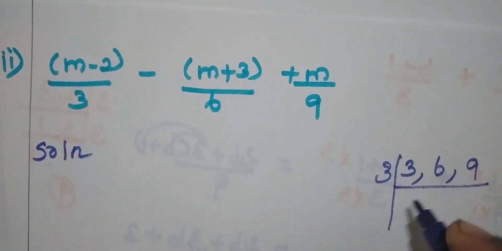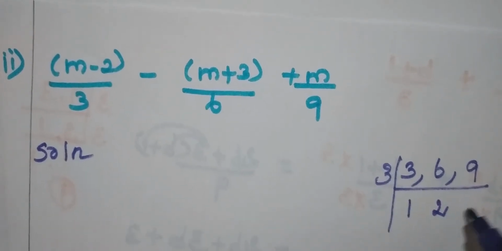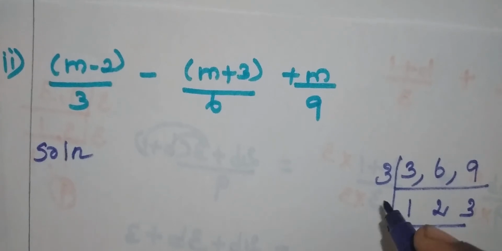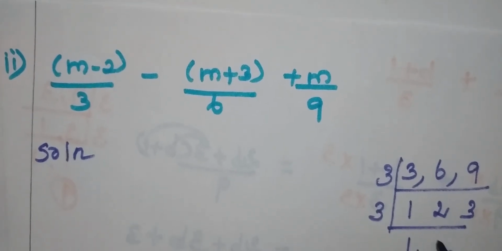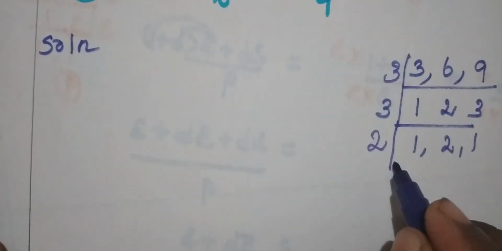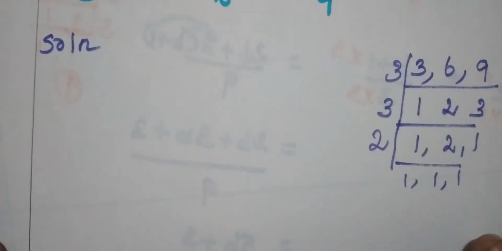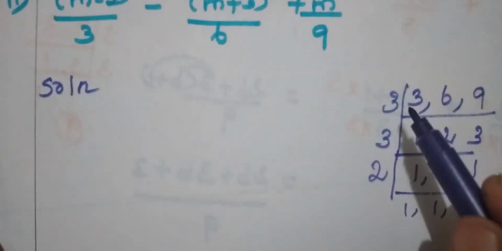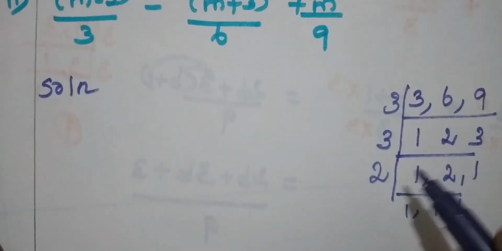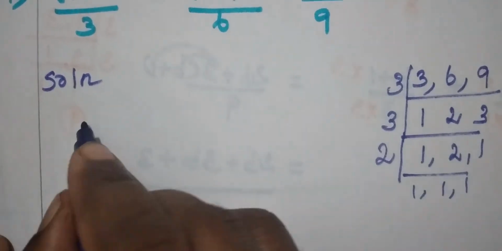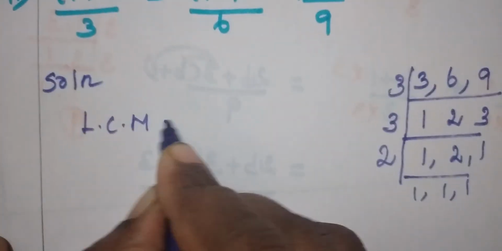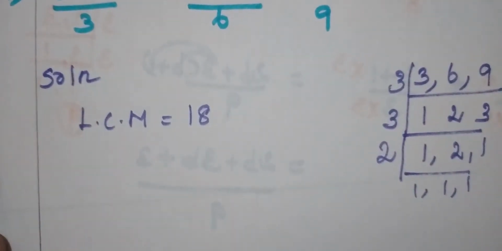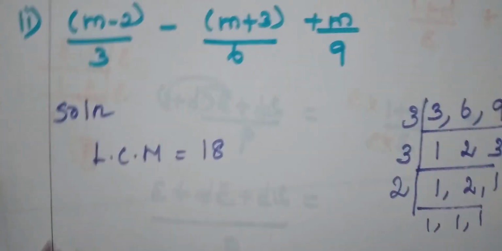Do it with 3 tables. 1 3 is 3, 2 3s are 6, 3 3s are 9. Again with 3 tables. 1, 2, 1. Now do it with 2 tables. 1, 1, 1. So what's the LCM? 3 3s are 9, 9 2s are 18. So LCM is 18.